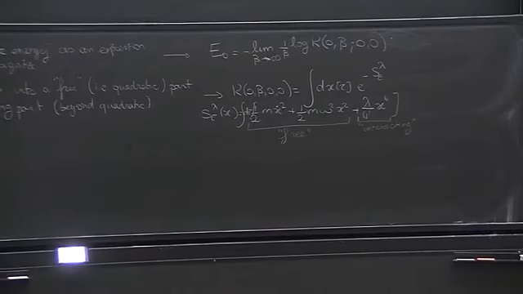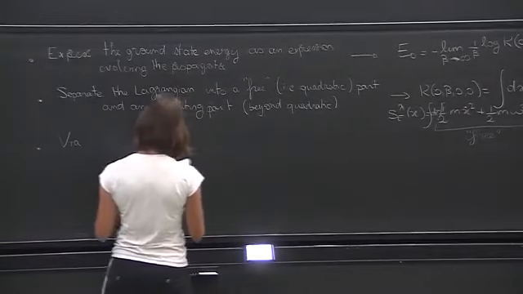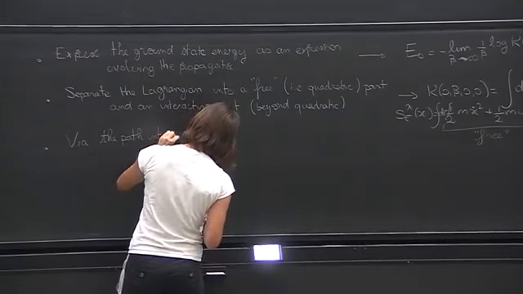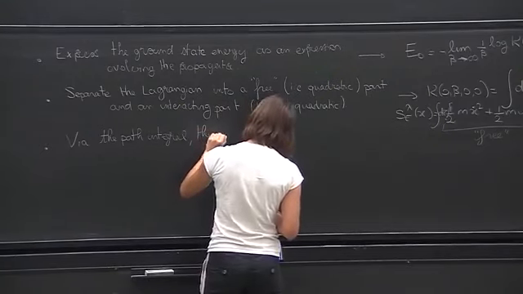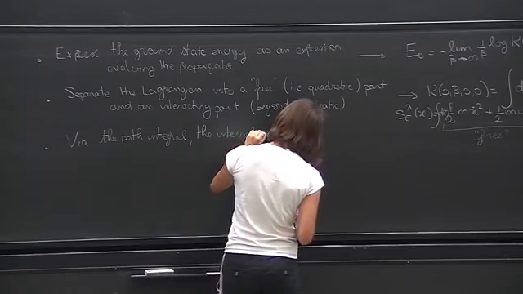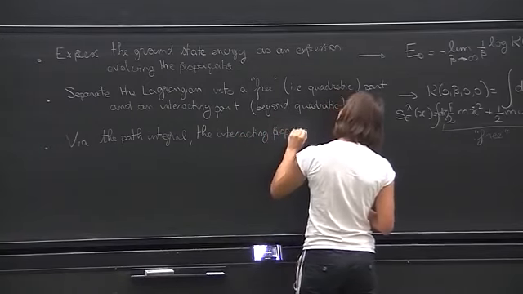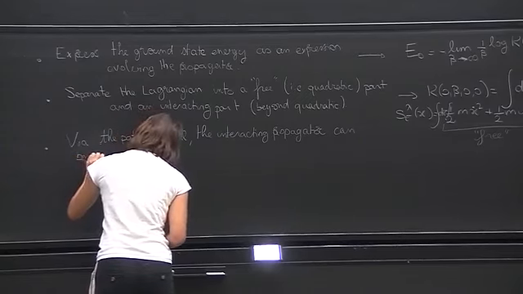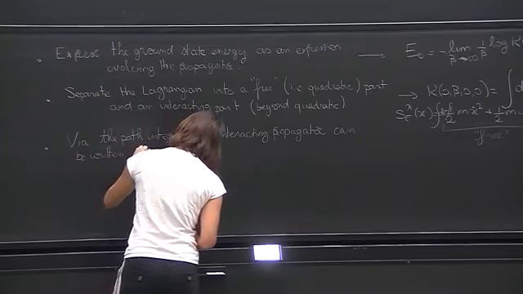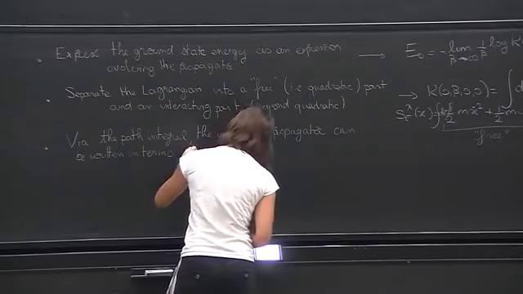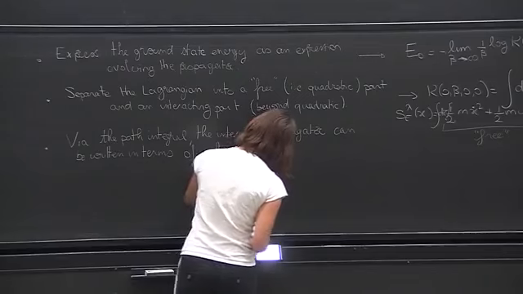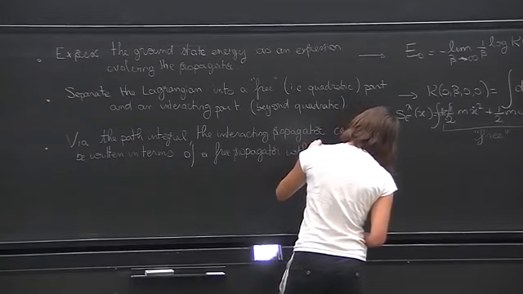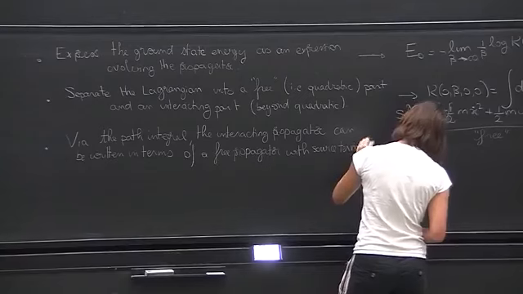And now, what was the next step? Now we want to work in the path integral formalism, and so within this formalism, we really want to say that the interacting propagator can be written in terms of a free propagator with a source term added.